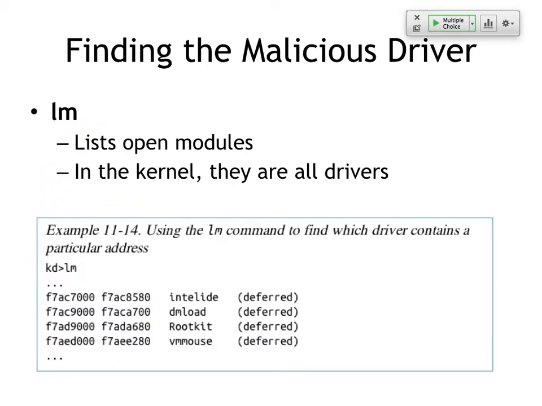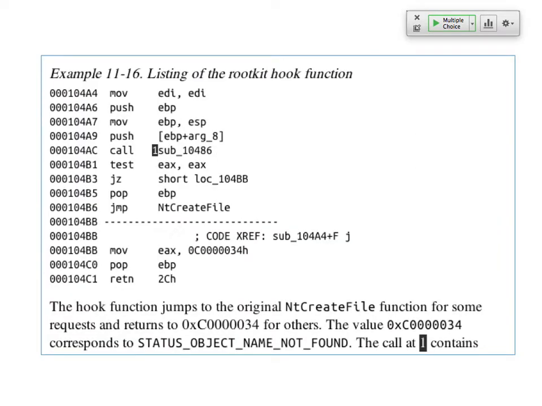All right, so you can list open modules. They're all drivers in the kernel, and the malicious driver will be visible. And here's an example of the rootkit hook function. Here's where it goes. It jumps first to the original NtCreateFile for some requests, and for other requests, it jumps to something that won't show it to you. So it has a list of files to hide, and it lies about them, and for the rest of the operating system, it just calls the original function to let you see your machine working correctly for most cases.